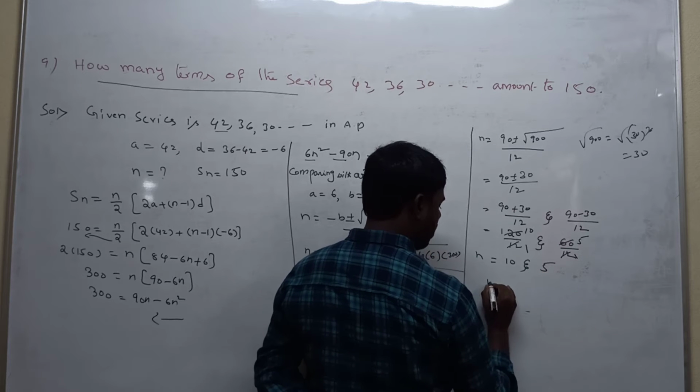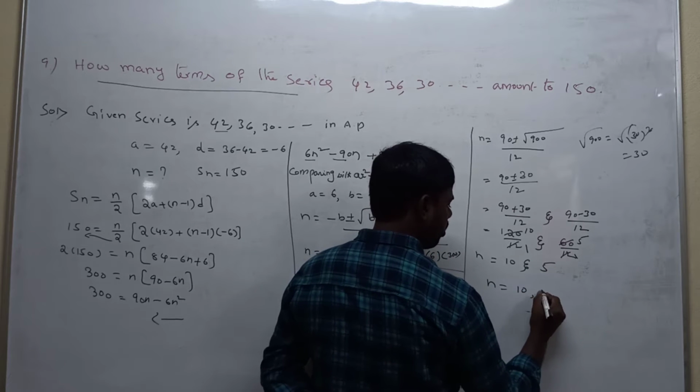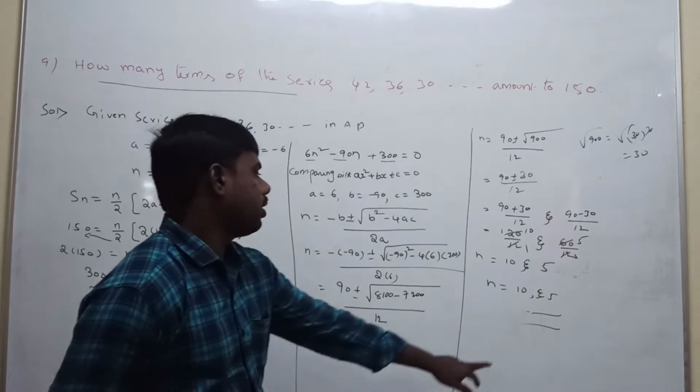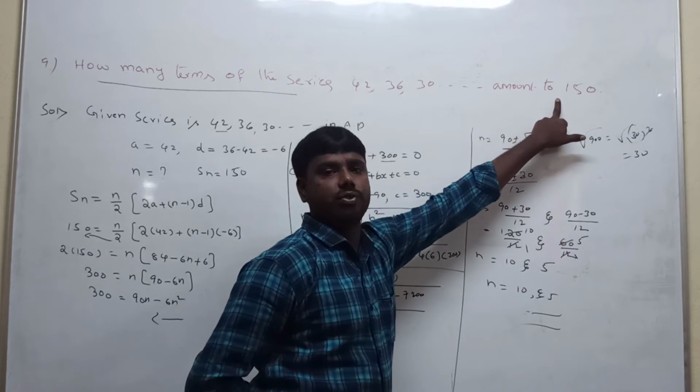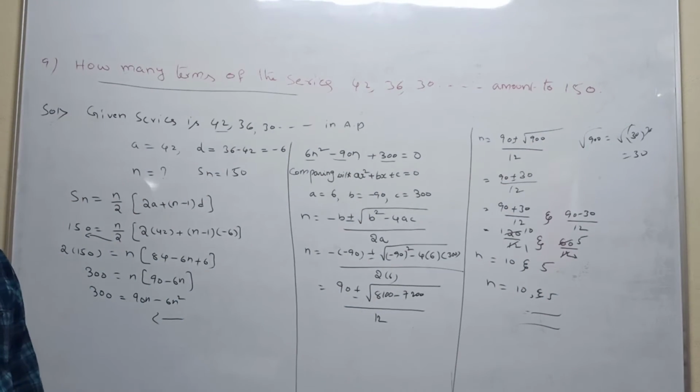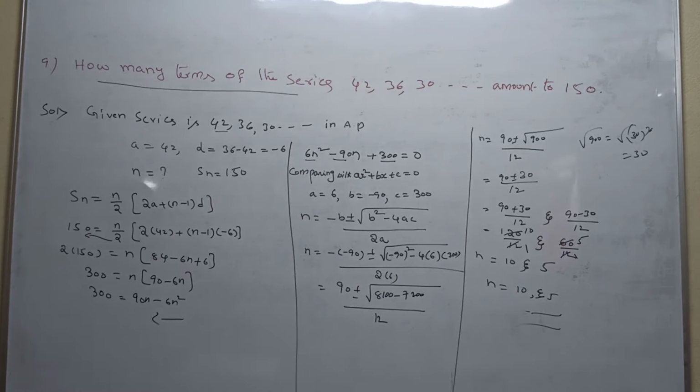So how many values are possible? One is 10, and one more value is 5. Two values are possible. The sum of 10 terms is 150, or else the sum of 5 terms is 150. Does everyone understand? Understood? Is it clear? Next, the 10th question.